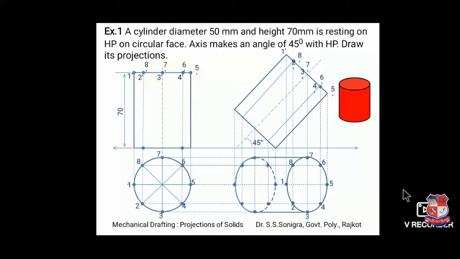So this is the given solid. Insert the dimensions: height 70 mm, diameter 50 mm, name views, this is front view and this is top view. So this is the final answer of this given data. Hope it's clear to you.